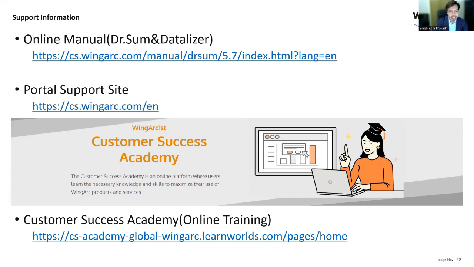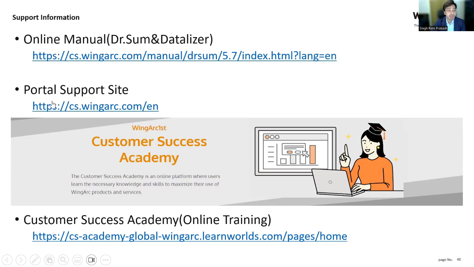And all the explanation regarding the enhancements done in Dr.Sum 5.7 and Datalizer. We all know that it's very crucial to have the right resources and assistance available, and we'll make sure you are well informed. Here are the links for the resources. First, we have the online manual for Dr.Sum and Datalizer. You can access the first link and see the online manual.